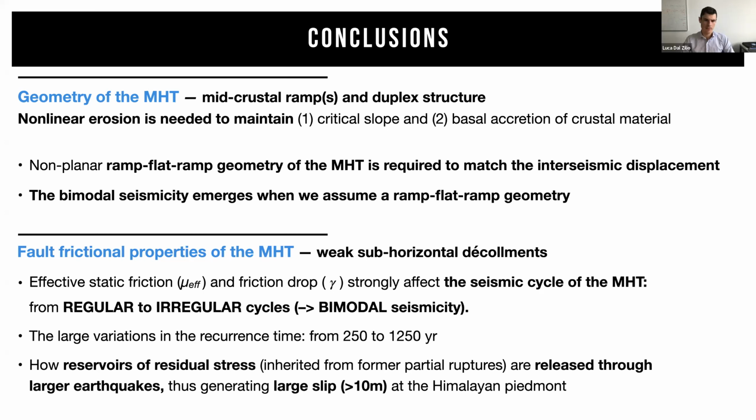Because of that, we have seen that partial rupture can control the generation of a large event, because they accumulate strain, in particular in the frontal part of the fault. After a sequence of very small events, we can then have the condition to generate a very large earthquake, which can propagate with large slip of more than 10 meters in the frontal part of the wedge. And with this, I'll be happy to take questions.